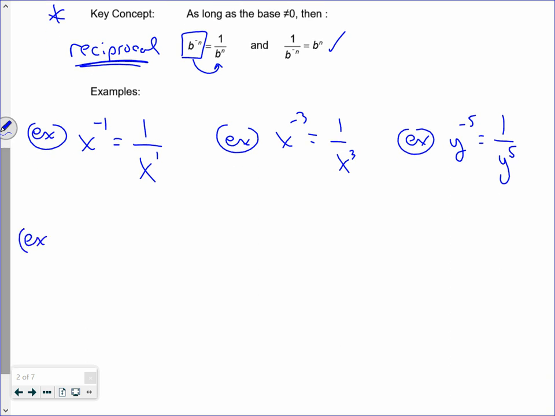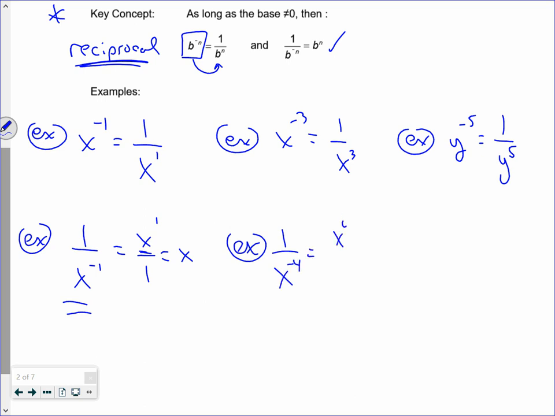Okay? Likewise, if you start out with a negative exponent in the denominator, you're also going to flip it over. And that means it's going to go to the numerator. It's the reciprocal. If you say 1 over x to the negative 4, that's going to get flipped over and be x to the positive 4. Make sure you change the exponent to positive.